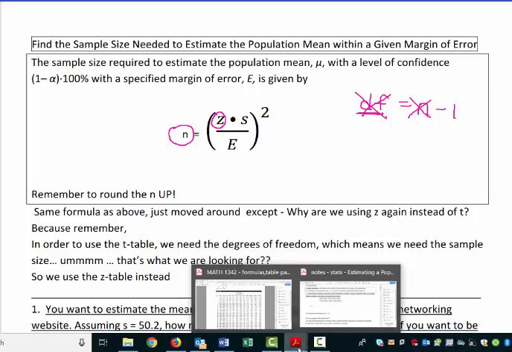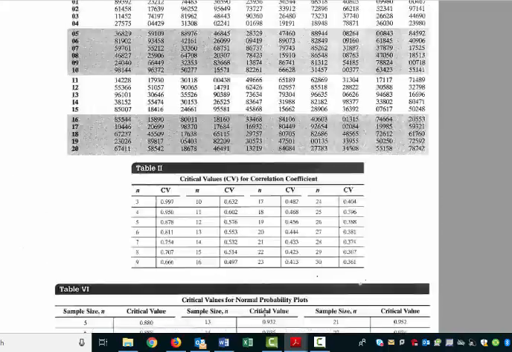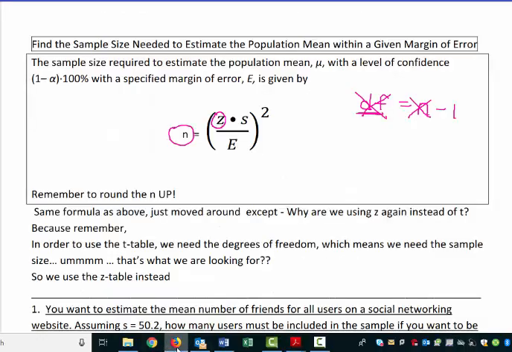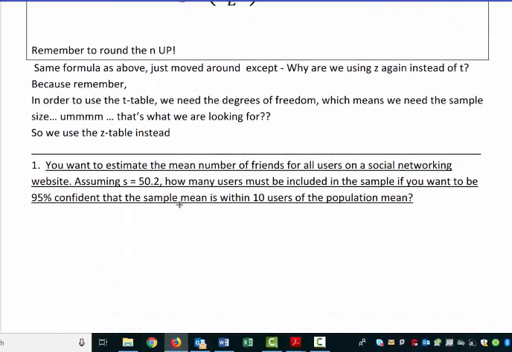I will show you in Chapter 9, under confidence intervals, sample size. Okay, that's what we're looking for, the sample size. When you're doing a mean, here is the formula, and it gives you that Z. It tells you that you have to resort back to the Z. So there is the formula that we're going to use for when we're doing means. All right, so back to here.